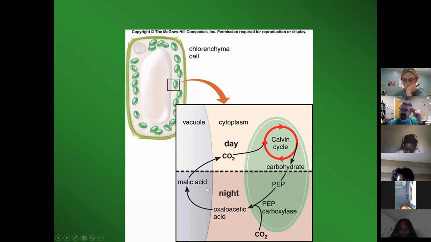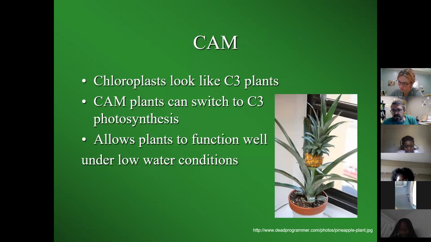Just like the malic acid was a transfer from one cell to the other in C4, malic acid is a storage molecule. In this case, it's transport and storage. It gets stored as malic acid overnight in the vacuole of the plant cell, and then it gets removed into the regular cell. So no real big major details other than night and day. Their chloroplasts do not have a different anatomy like the C4 plants do. They look just like C3 plants.